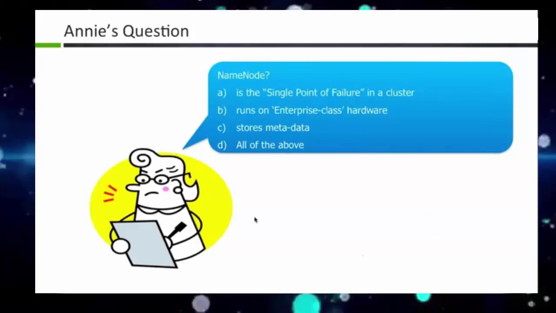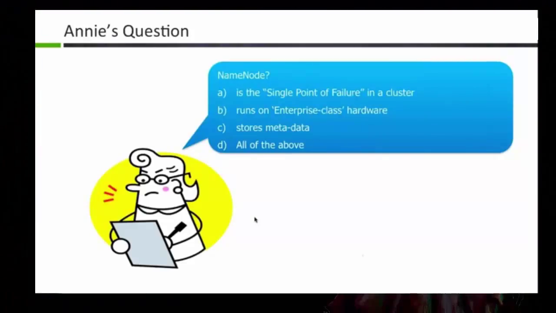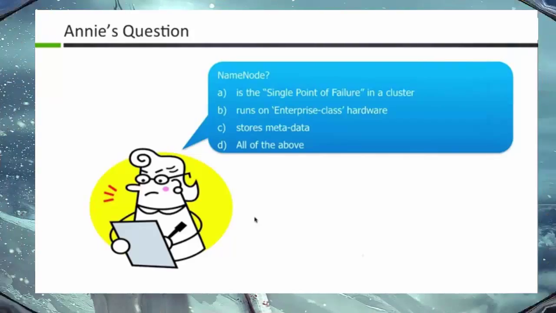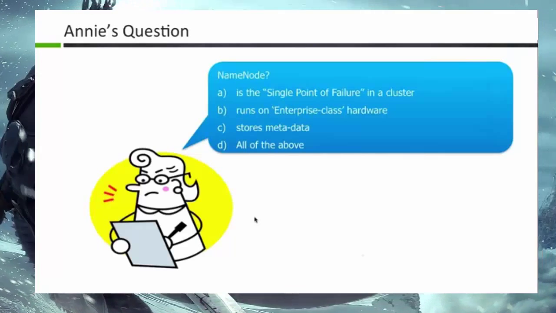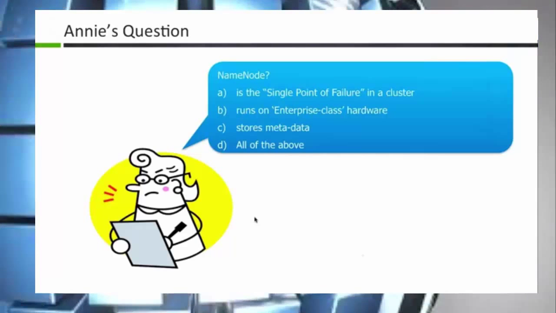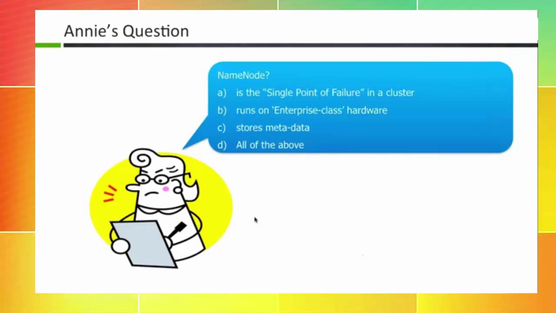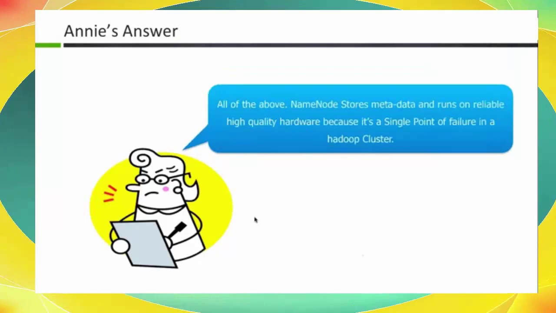Annie is back and she wants to ask you a question. Okay, so you have all understood it very well. It's a single point of failure in a cluster, runs on enterprise class hardware, stores metadata. Now Annie is very kind in this class. She's asking very simple questions, but trust me, going forward Annie will become as angry as she looks. She will be very, very angry if you don't answer it right. Okay, so the right answer here, I believe, is all of the above.